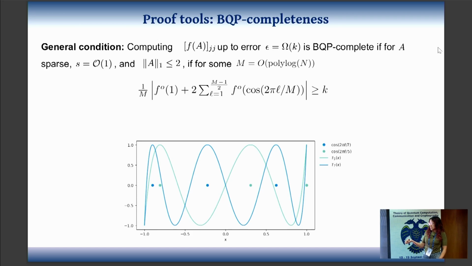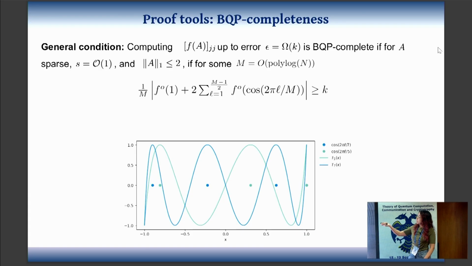But with this, we have a sufficient condition to say that a function is BQP hard, not complete actually, BQP hard. If our precision is omega of 1 over k for any k polylog, and the matrix satisfies this, the sparsity is constant and the one norm is bounded, and if there is an m, also polylog n, for which the term that goes with alpha, the information about the circuit, is larger than our precision, then this function is BQP hard.